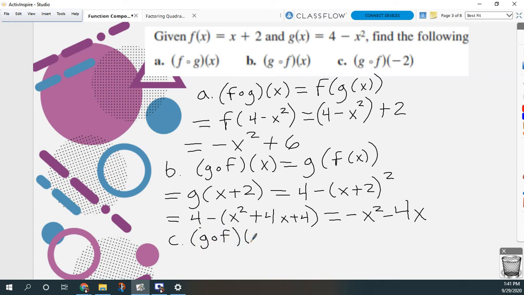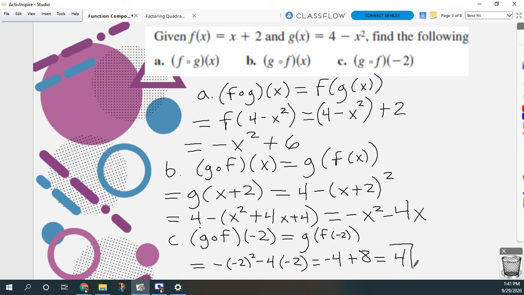We could take that negative 2, plug it into f, and then whatever we get out, we could plug that into g. Or since we've already found g composite f of x, we can also just plug it straight into that equation now instead. So we have negative 2 squared minus 4 times negative 2. Negative 2 squared gives us 4, but then we have an extra negative there on the outside, and then we have plus 8. So we get 4 as the answer there.